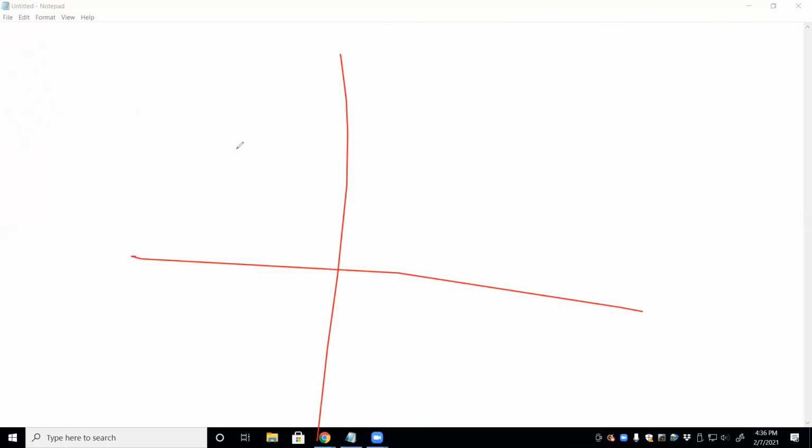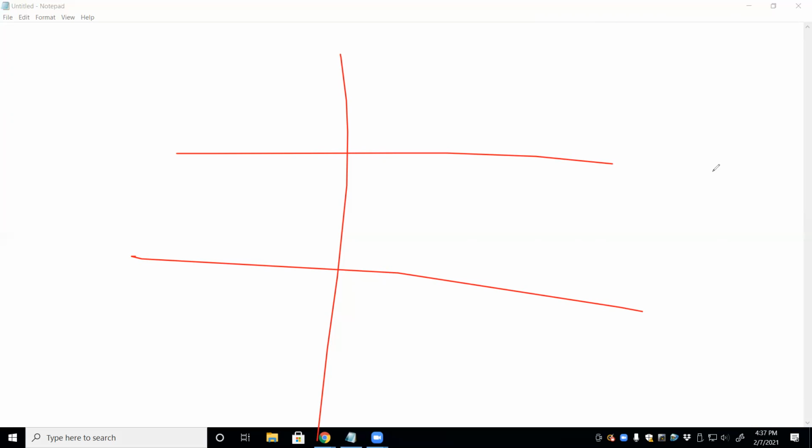The derivative of a constant is always 0. Why is that? Because if I say y equals 3, it's always a horizontal line. And the derivative of a horizontal line is always 0. The slope of a horizontal line is always 0. And slope and derivative mean the same thing.